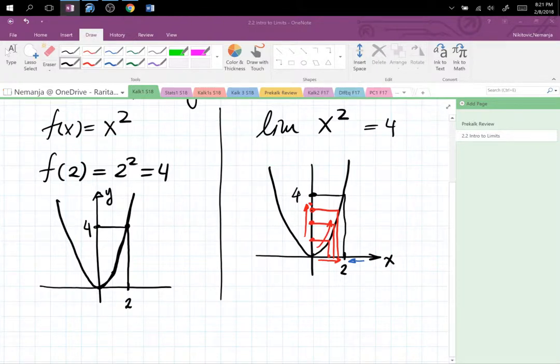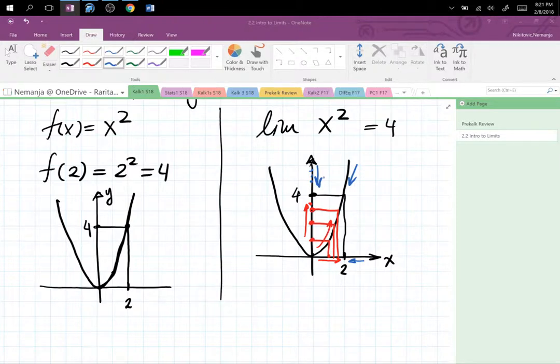As you are doing the same thing from the blue side, from the right, you are starting all the way up, and these guys progress down. And you see that the red and the blue are going to collide at 4.